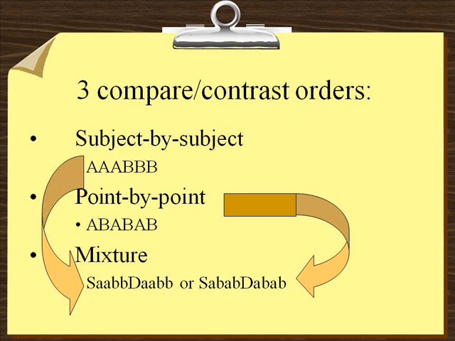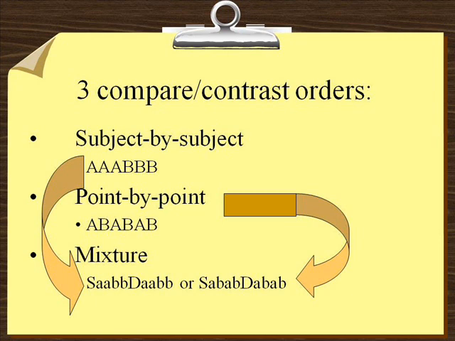The next order, point-by-point order, discusses the characteristics for both subjects item by item. A, B, A, B, A, B. Using the cat and dog example, this essay would look like cats have fur, A. Dogs have fur, B. Cats have tails, A. Dogs have tails, B. Cats meow, A. And dogs bark, B.